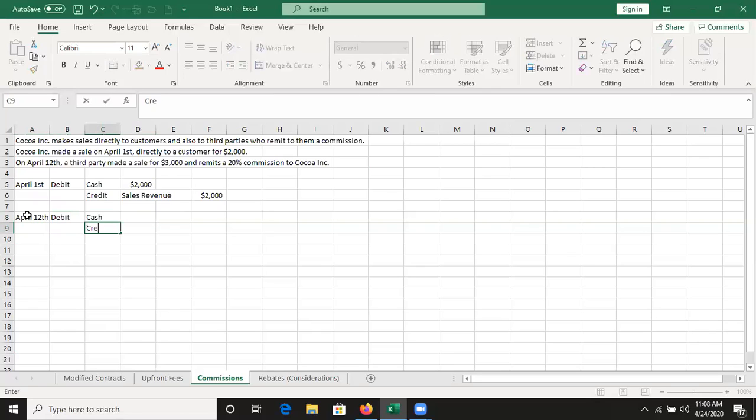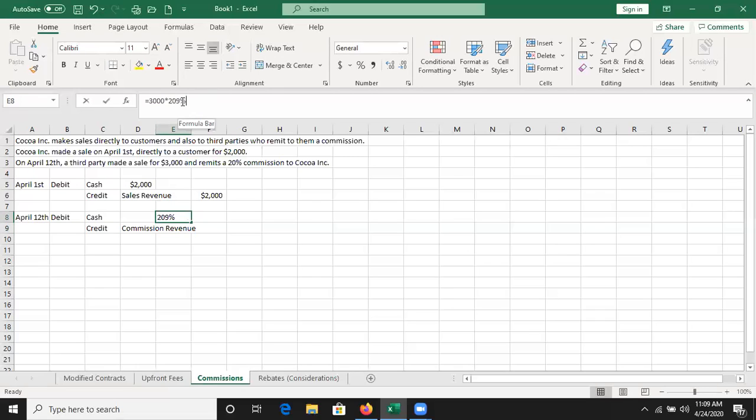And we're going to credit specifically commission revenue. So we're identifying this revenue as commission revenue, okay? So sales revenue is when we sell the goods, credit commission revenue when someone else sells the goods for us and they only give us a commission. So the amount that we're going to recognize, the third party made a $3,000 sale, they only give us 20%, so it's going to be $3,000 times 20%, not 209%.